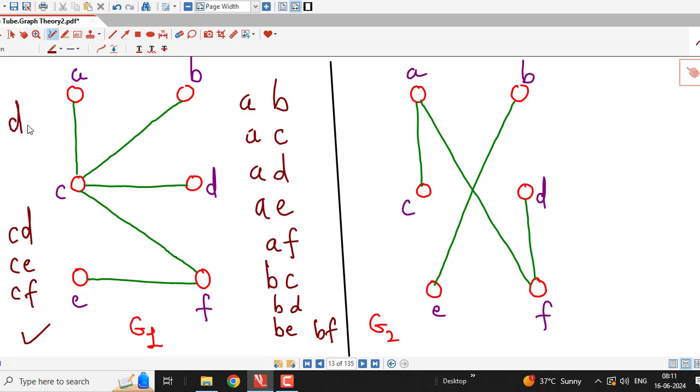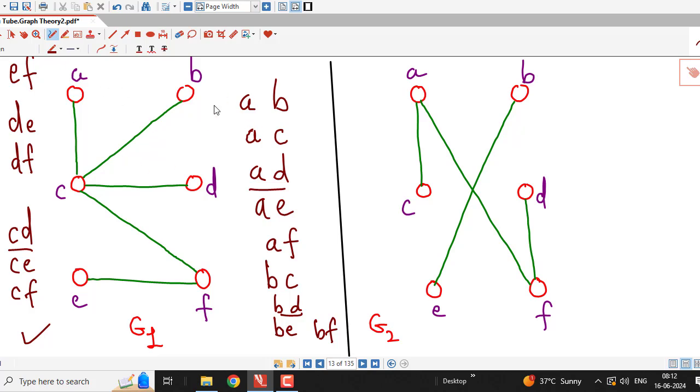After that DA, DB, DC and DE and DF and then EF. I have to check whether there is a path between any pair of two vertices. So these are all the possible pairs. Here order is not important because this is an undirected graph.